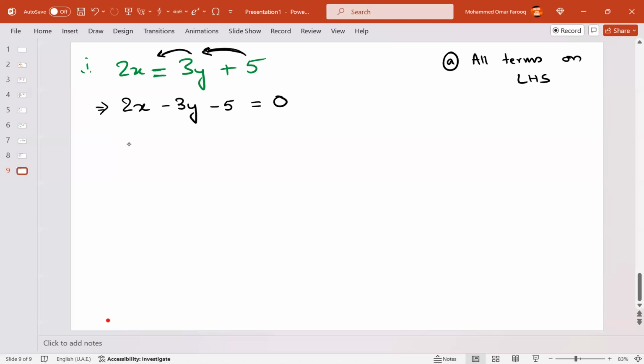One is to write everything in standard form, and the second is to find the solution. I'll come to that. Now, when we compare the equation we got with the standard form, we'll get something interesting.